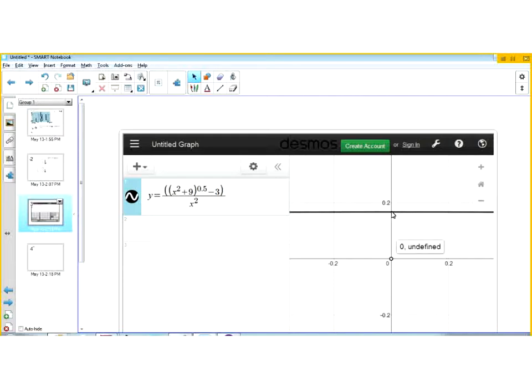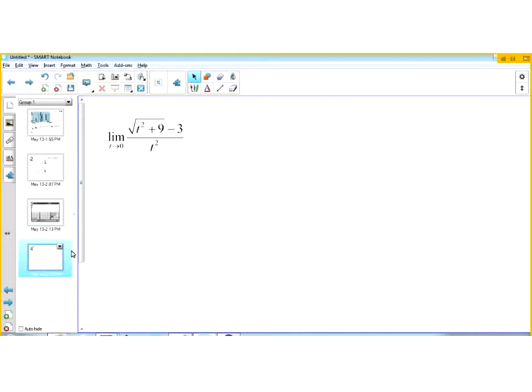Yeah, say 0 undefined. So there's the hole right there. Okay, so it does actually draw a hole. But it looks like this, from a graphical perspective, that the output of this function approaches 0.1667 as we get closer to 0 from either side. So this limit does exist. And then, of course, we can take a look at the tabular approach.